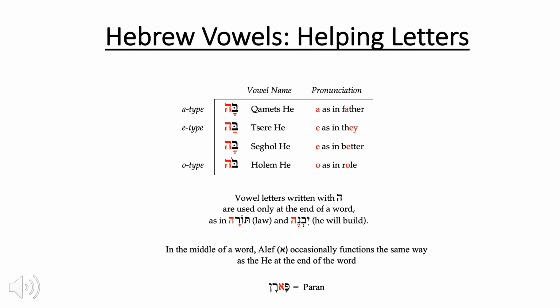The same is true of aleph in the middle of a word. We get Paran, where the aleph actually goes silent and doesn't have a vowel at all. We sometimes call this aleph being quiescent or quiet. Instead, the aleph is simply helping the vowel that is there. So these are helping letters. It does allow the letter to behave as though it's an unchangeably long vowel, even though it's really not. The he or the aleph is simply assisting or helping.